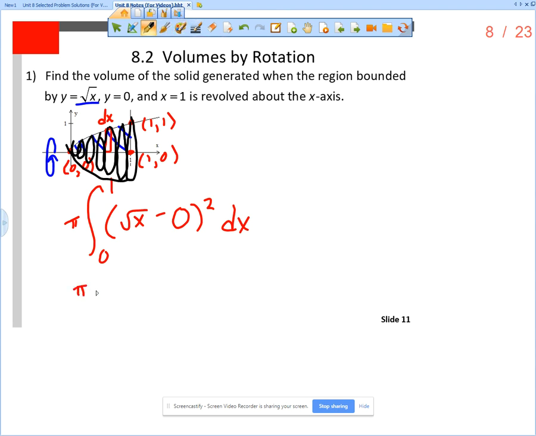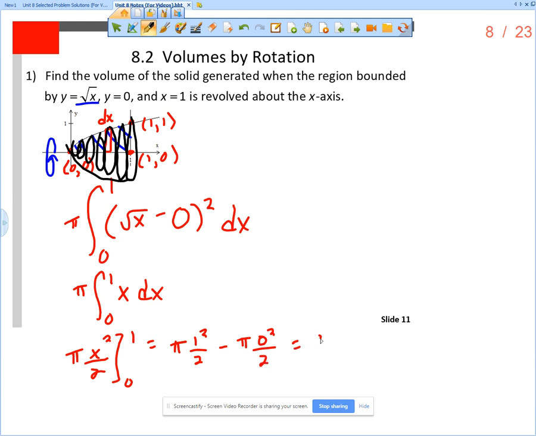All right, so I've got pi times the integral from 0 to 1. If I have the square root of x minus 0, that's just root x, and I'm squaring it, that's just x. So this is actually a really easy integral to carry out. I get pi times x squared over 2 evaluated from 0 to 1, and so pi times 1 squared over 2 minus pi times 0 squared over 2. So we get pi over 2, or approximately 1.57, would be the volume of this solid.